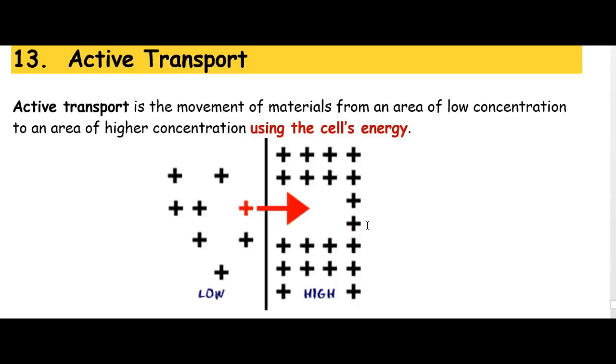Unfortunately, nature does not want things to move that way. Nature does not want objects or situations or scenarios to become more organized. And so in order to make that happen, the cell needs to use its own energy. Okay, so that's the main difference between active transport and passive transport. Active transport does need to use the cell's energy in order to move particles around.